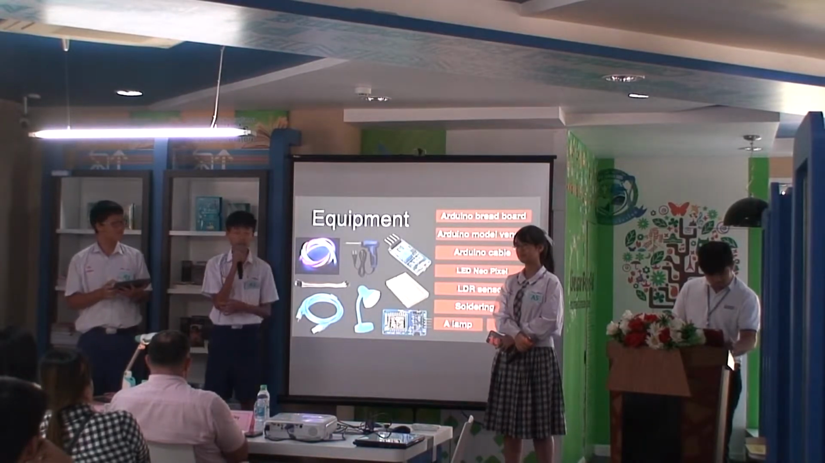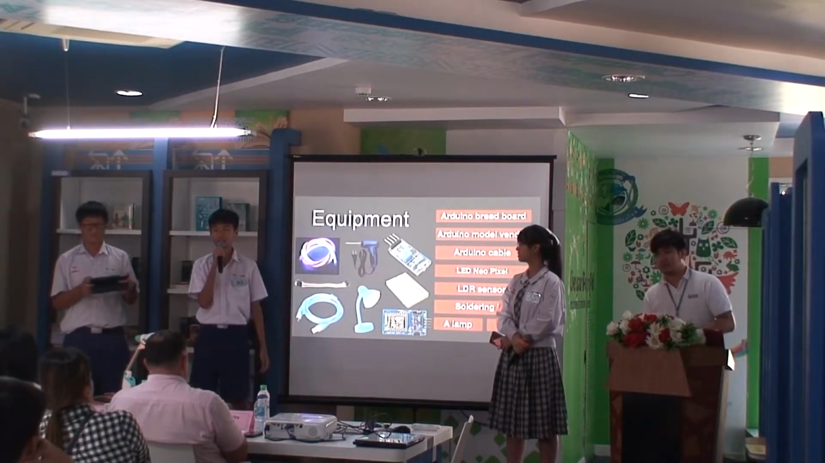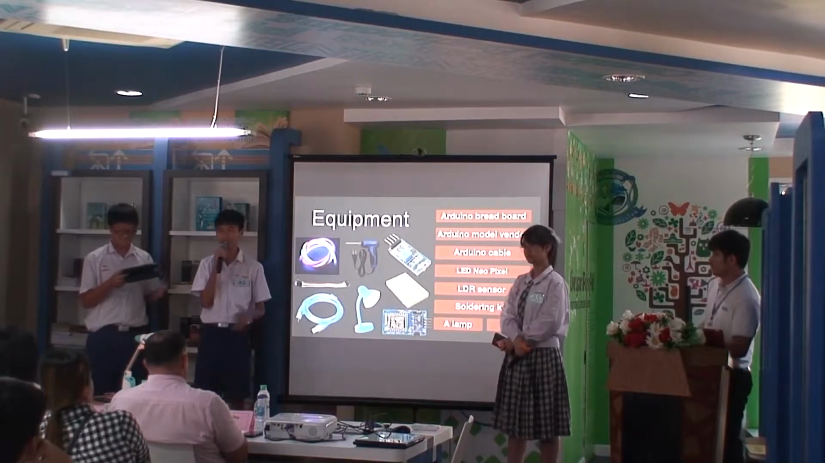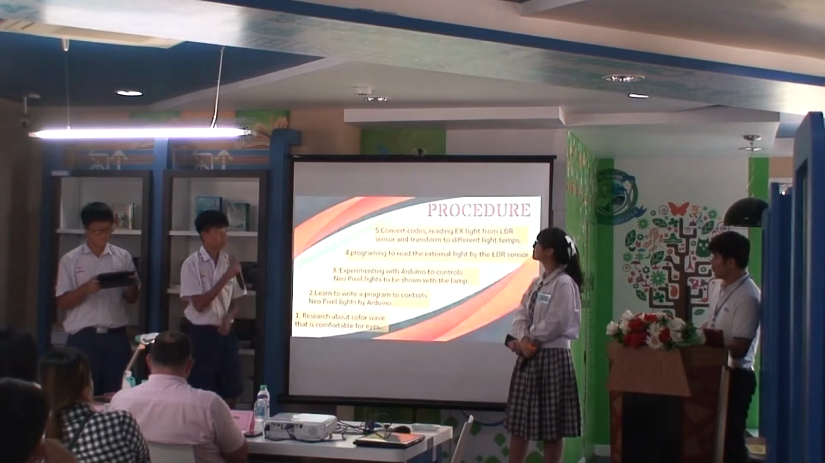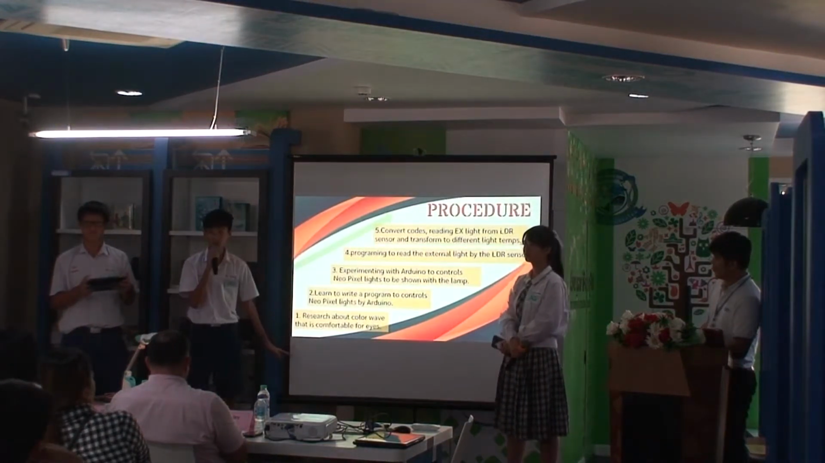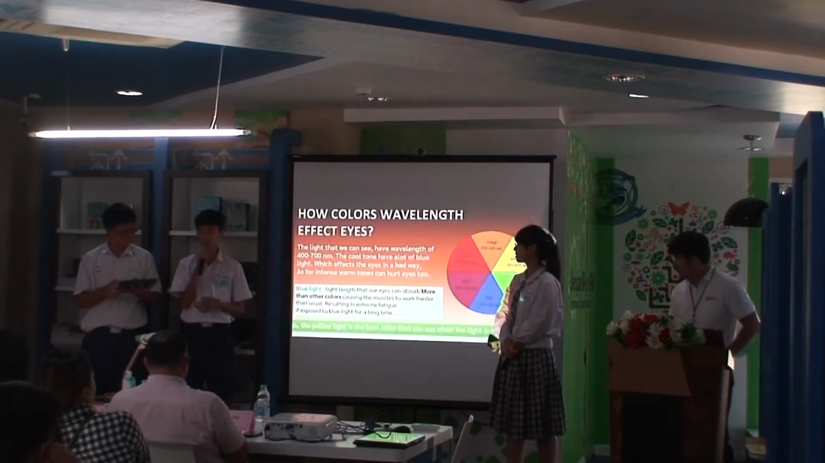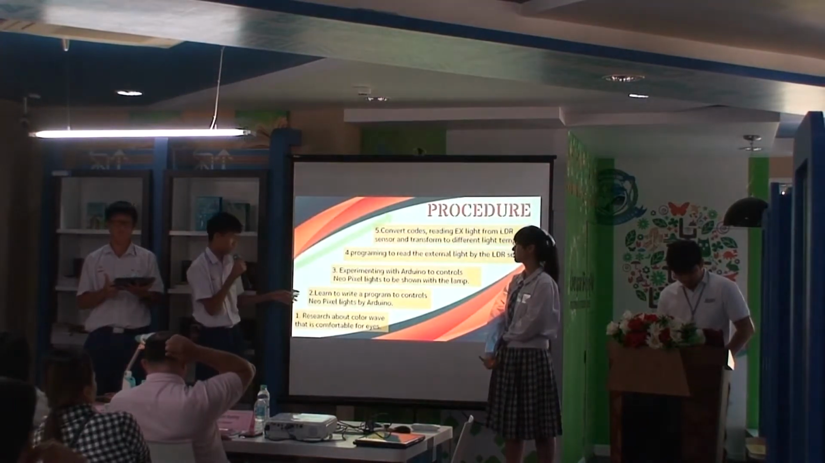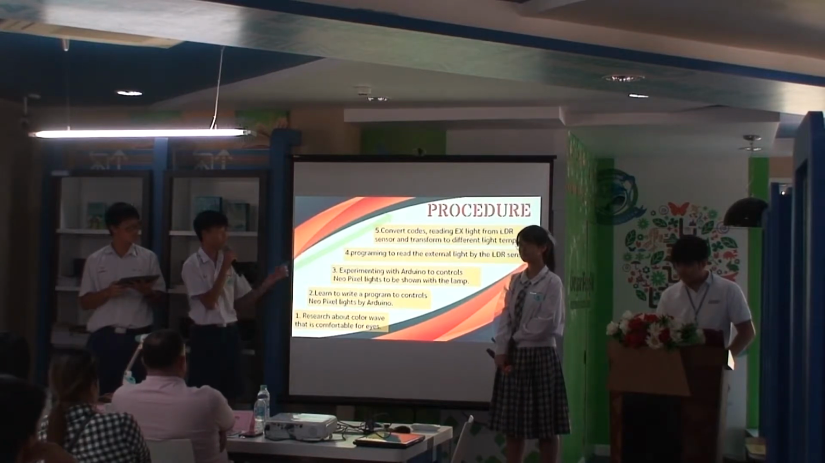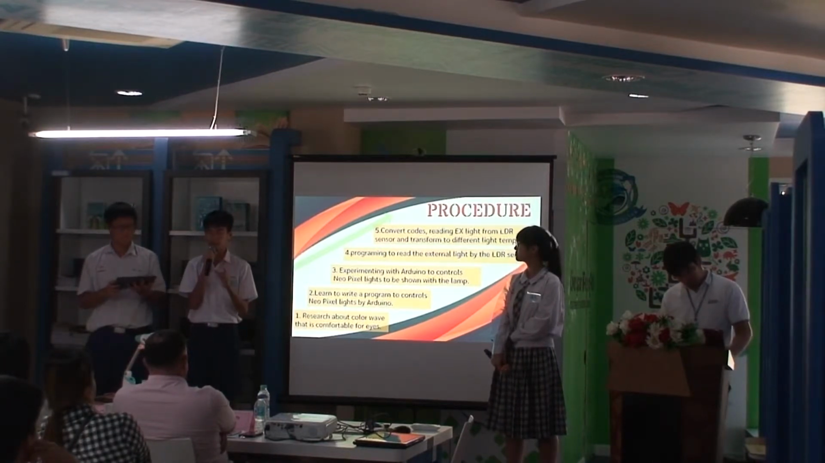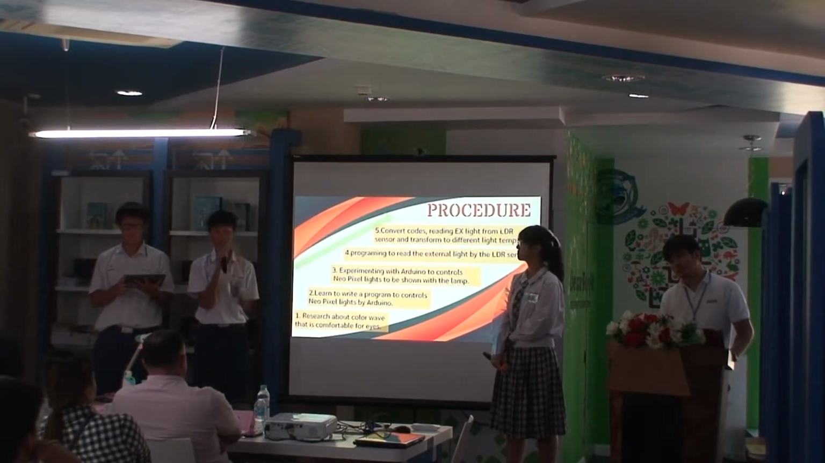Equipment. We want to have an Arduino breadboard, Arduino model vendor, Arduino cable, LED NeoPixel, LDR sensors, soldering kit, the lamp, and the USB. Procedure. 1. First, we research the color wavelengths that are comfortable to our eyes. 2. Learn to write a program. 3. Experiment with Arduino. 4. Program to read the LDR sensor. 5. Convert codes to read external light.